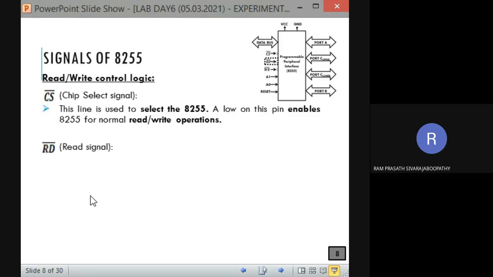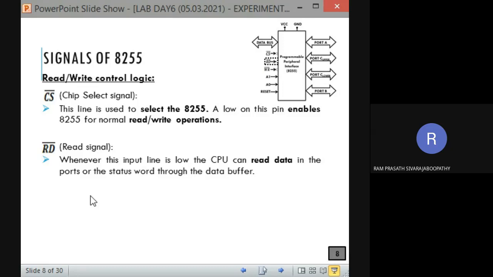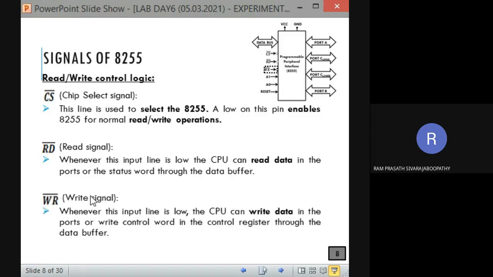Then RD bar, already we discussed. Whenever this input line is low, CPU can read data in port or status word through data buffer. Then WR bar. Whenever this input line is low, CPU can write data in port or write control word in control word register through data bus buffer. Clear? The signals we already mentioned are explained here in words. That's all.